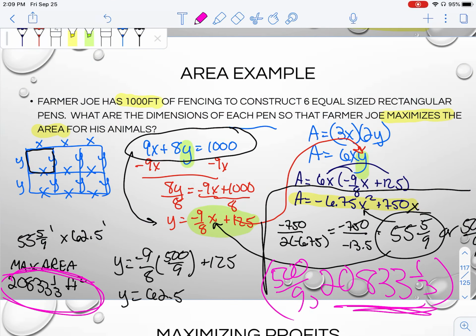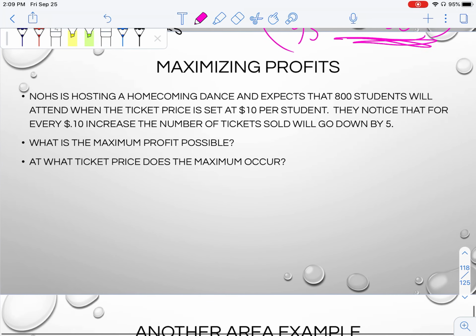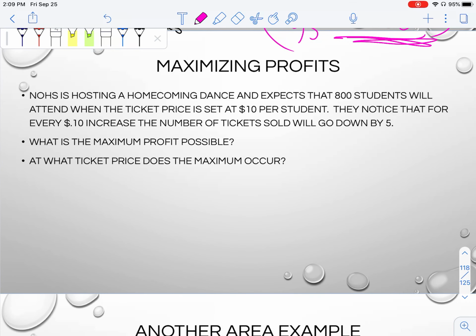All right, so let's look here at another type of question, maximizing profits. Any business owner, even maybe student council, this is a perfect example. We don't want to put forth all this money and effort into a situation and not know what we're expected to make, or if we are expected to make any money.